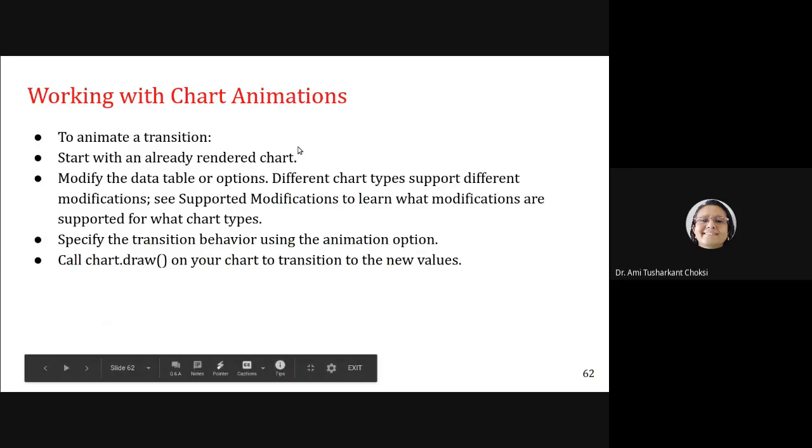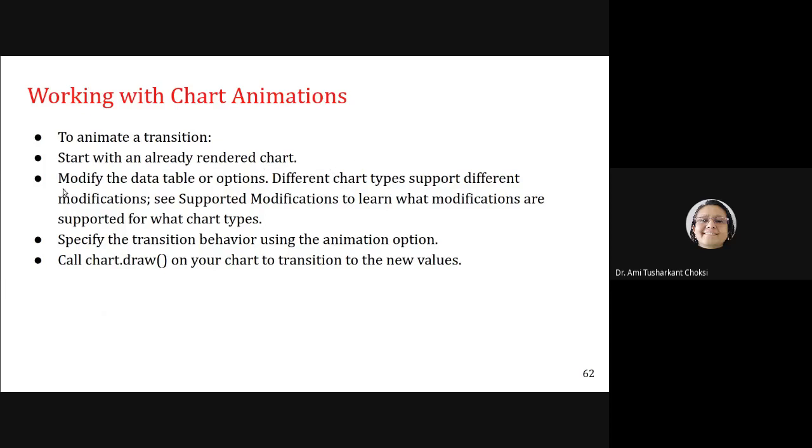To animate a transition, start with an already rendered chart. Modify the data table or options. Different chart types support different modifications. See the modifications, how we specify that, that is using the data, right? Specify the transition behavior using the animation option and call chart.draw on your chart to transition to the new values.